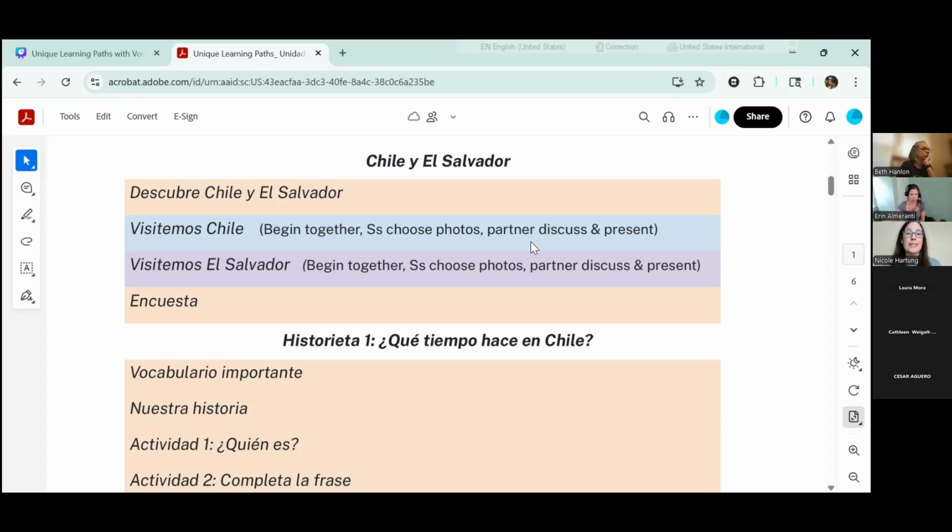Again, they are providing something unique. It's okay if one other person or two other people in the class have their photo, but not the whole class will have their photo. So they are doing something unique. And then encuesta is just the survey. Which country, often, would you prefer to visit?